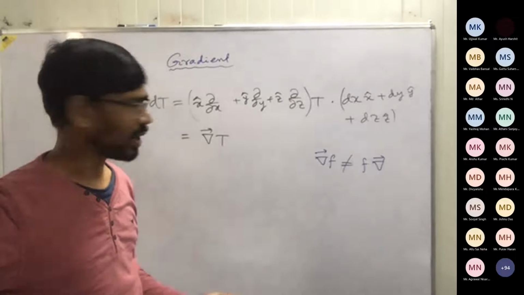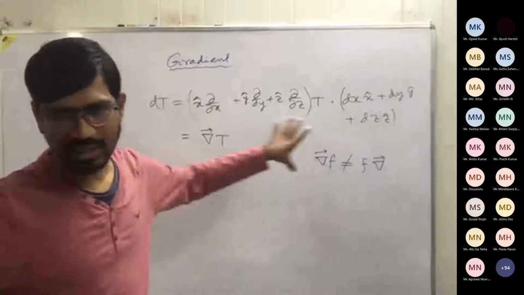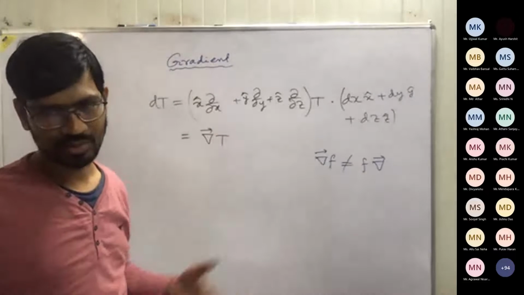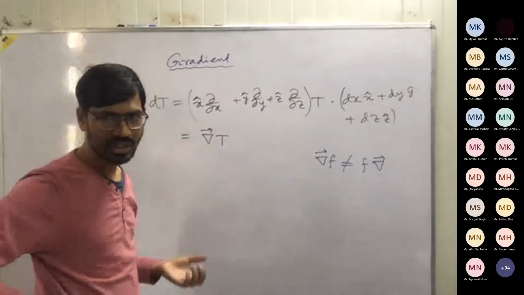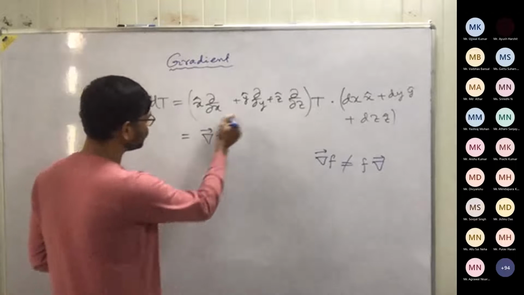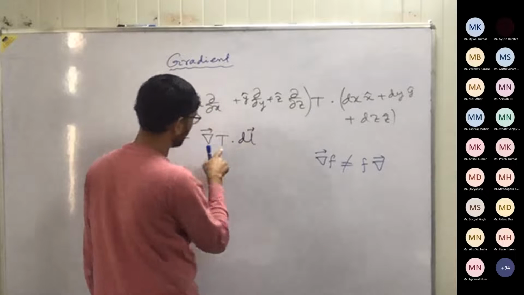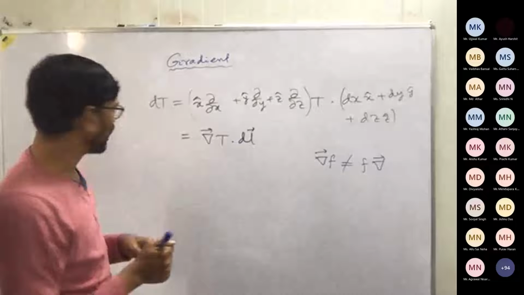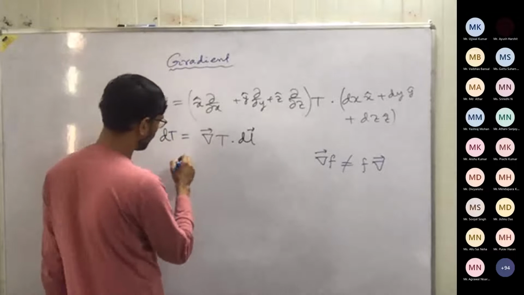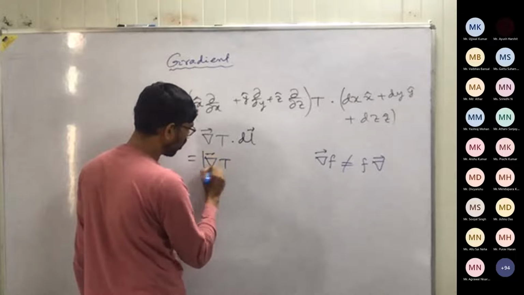Just take the function T, which is a function of x, y, z, expand it in a Taylor series, and then take the change in T. It's just 2-3 lines of calculation, but you need to know the Taylor series. So this one is equal to this one: grad T dot dl, right? That we got last week.